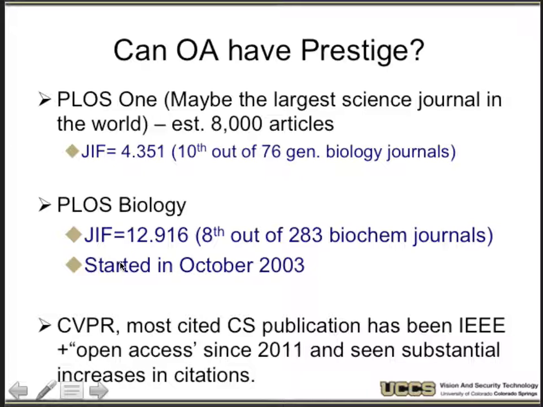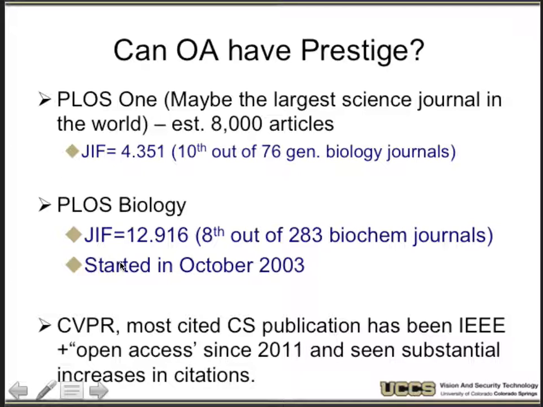Can open access be prestigious? PLOS ONE, which is maybe the largest scientific journal in the world with an estimated 8,000 articles a year, has a journal impact factor of something around, or did a couple of years ago, 4.35, which is 10th out of the 76 general biology journals. PLOS Biology has a journal impact factor of 12.916, which is 8th out of all the biochem journals, and that's the online version of it. So yes, these are very highly ranked things.